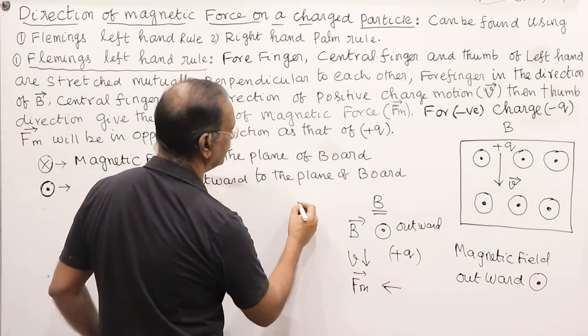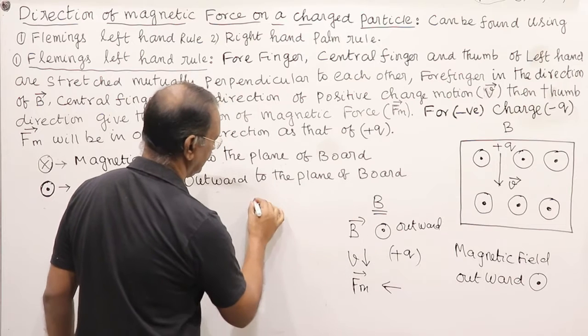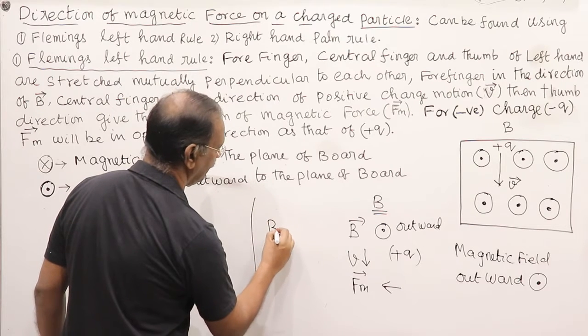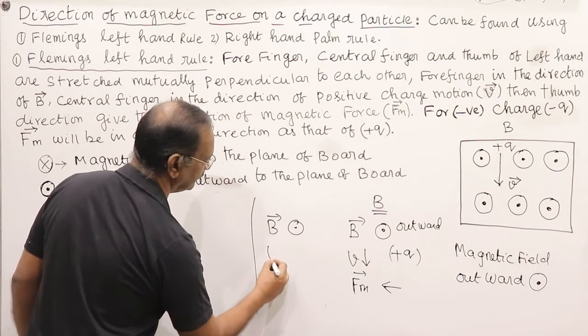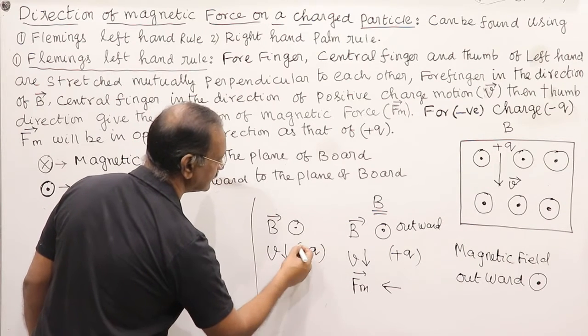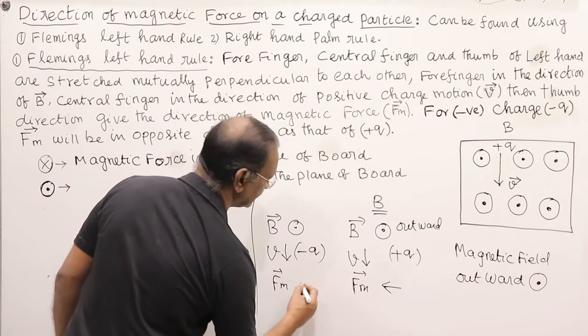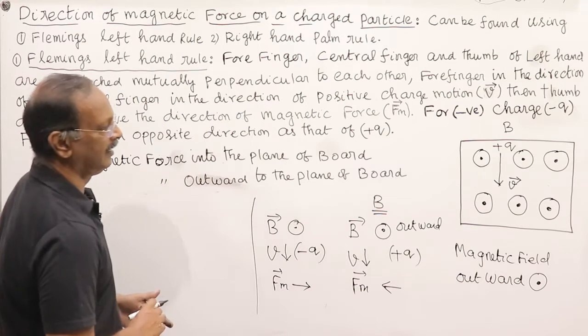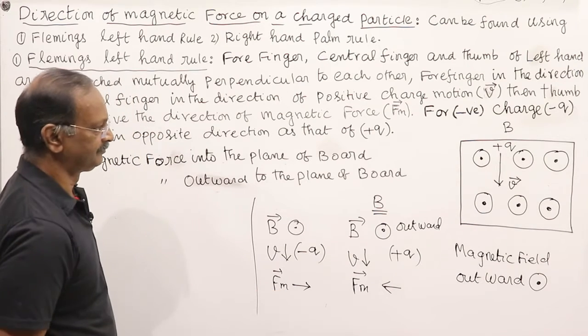Same way, suppose for minus Q charge, second we will use minus Q. B is outward, velocity is downward. For negative charge, the Fm will be exactly, whatever is the direction, in the opposite direction. This is the direction of magnetic force.